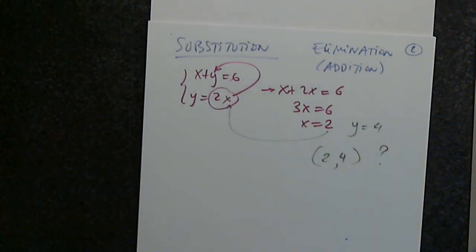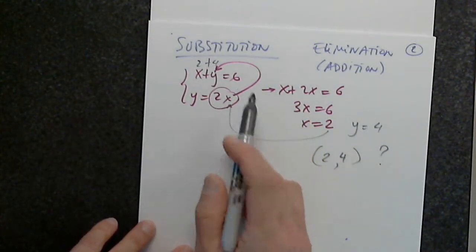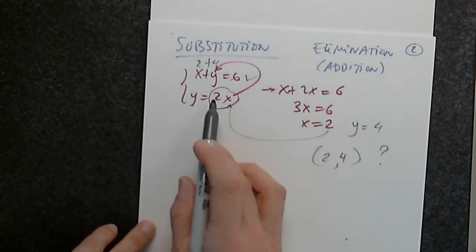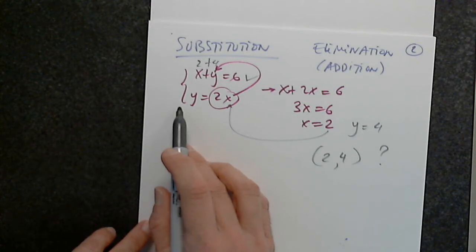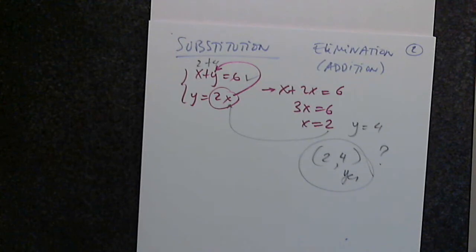Do I know that for sure? No. I have to go back and check. The solution must work in both equations. Is 2 plus 4 6? Yes. Good. Is 2 times 2 4? Yes. So then I will say this is definitely a solution and no one can find another, unless we have all real numbers as solutions, infinitely many solutions, I should say. But otherwise, if we found one solution, no one can find a second one.